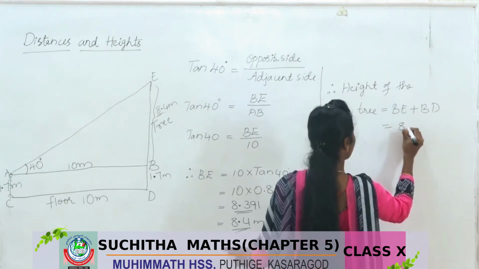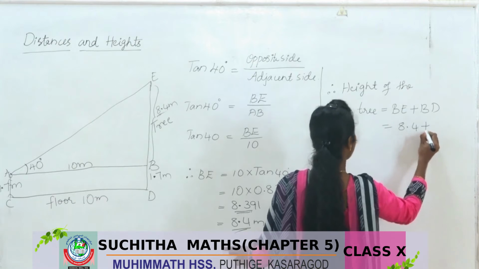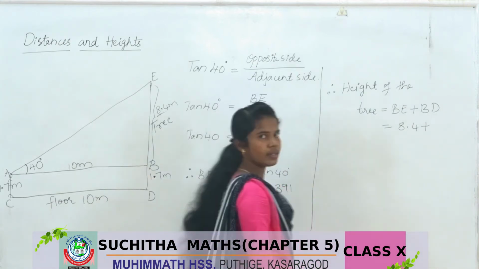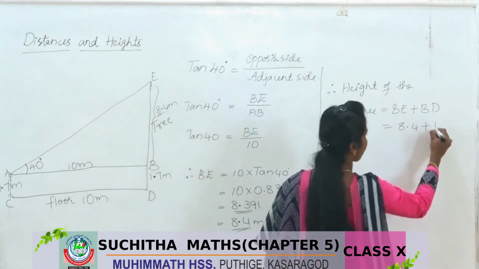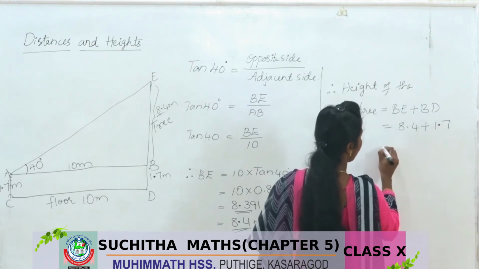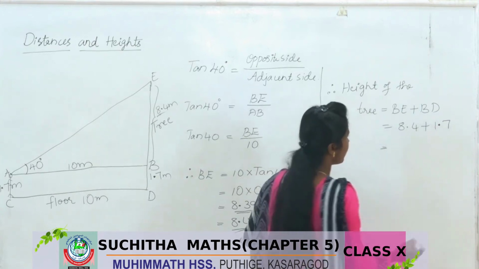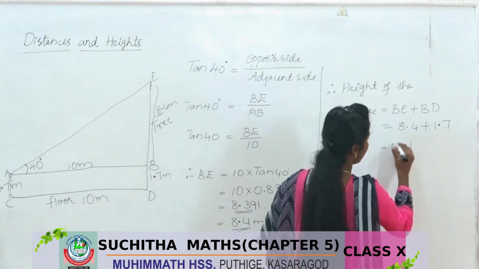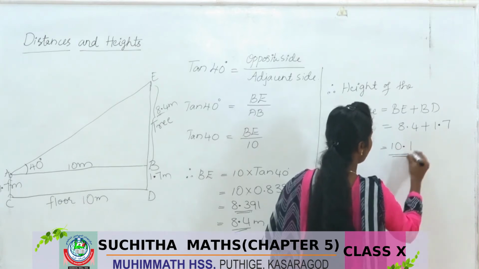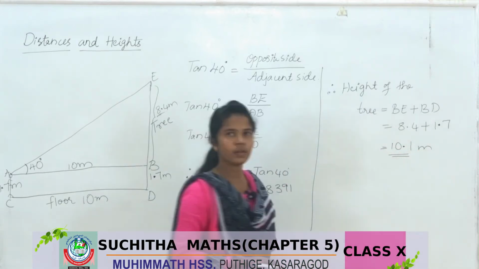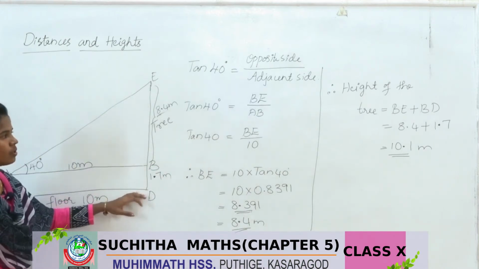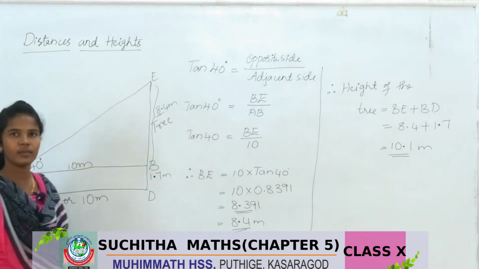BE is 8.4, 8.4 plus BD. BD is equal to the height of the man, that is 1.7. So it is equal to 8.4 plus 1.7, which is 10.1 meter. Therefore, the height of this tree, that is ED, is equal to 10.1 meter.